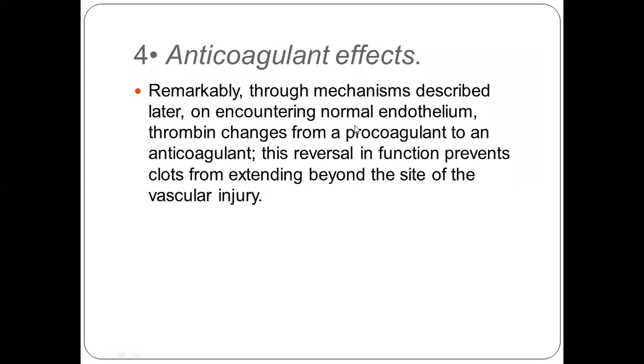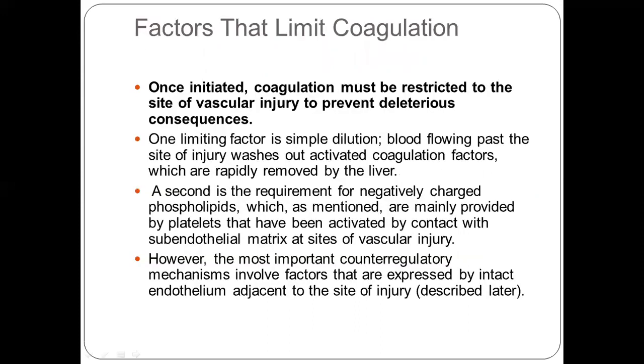So thrombin performs the opposite function in normal endothelium. It has an anticoagulant effect in normal endothelium, but in an injured blood vessel it will cause coagulation. Factors that limit coagulation. Now we will talk about factors that limit coagulation. Once initiated, coagulation must be restricted to the site of vascular injury to prevent deleterious consequences.